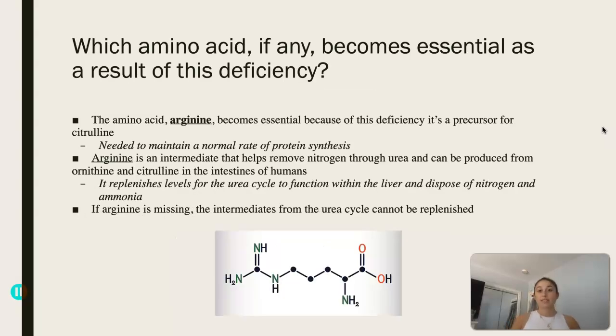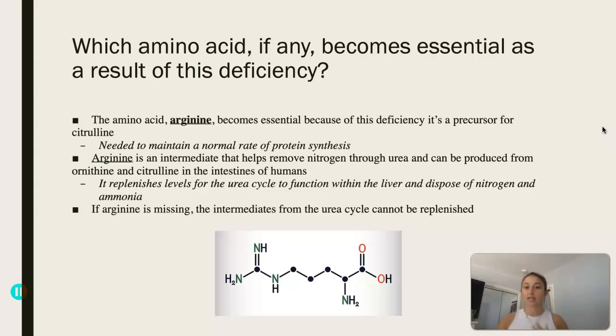And which amino acid, if any, becomes essential as a result of this deficiency? The amino acid would be arginine. Because of this deficiency, it is a precursor for citrulline. So this pretty much means that arginine is needed to maintain a normal rate of protein synthesis. And so supplementing this into the diet will benefit those struggling with OTC deficiency.